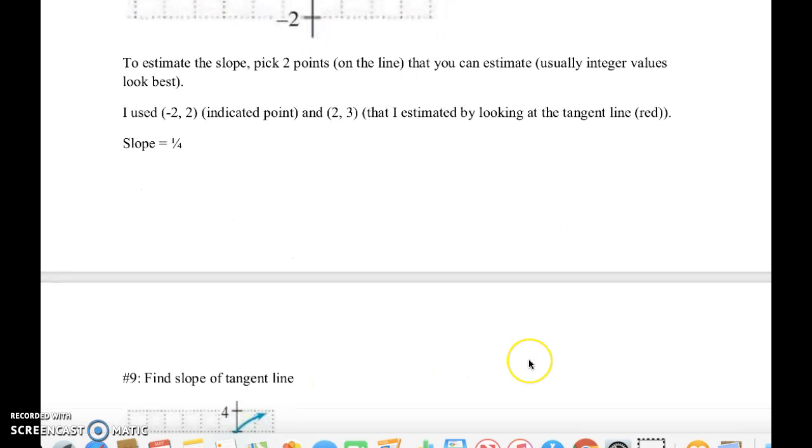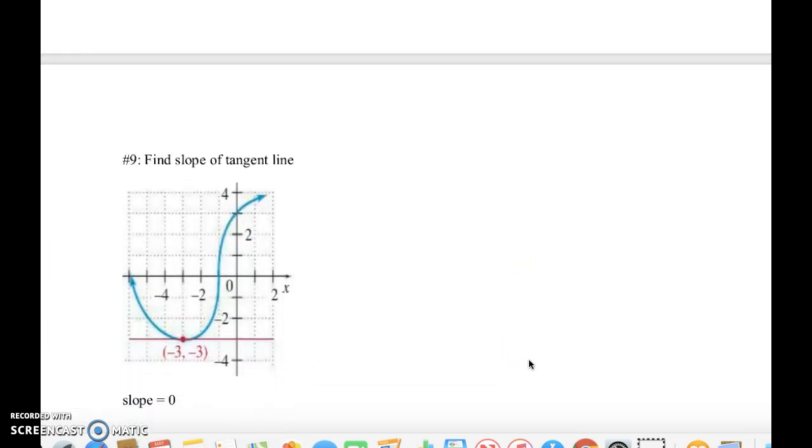If we look at number 9, we want to again find the slope of a tangent line. Now you can see our function is again in blue. Our tangent line is in red. And we're given the point (-3, 3). But look at what our tangent line is doing. It's going straight across. It is parallel with our x-axis. When we have a line that's parallel with the x-axis, it has a slope of 0. So we don't need to pick another point, but we could. And we're going to find that our slope is 0 in this case.